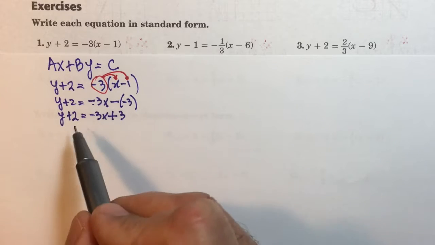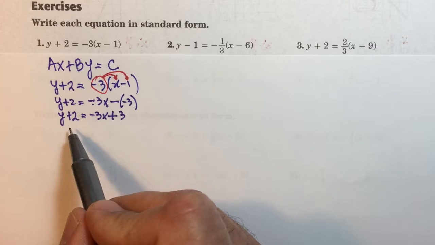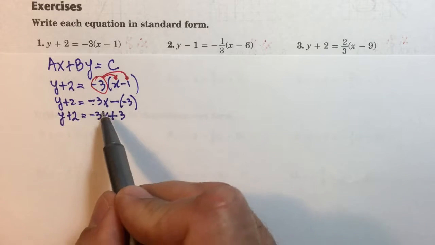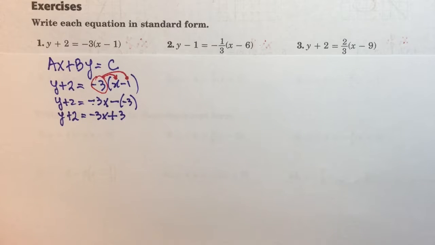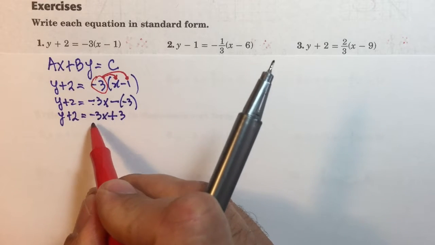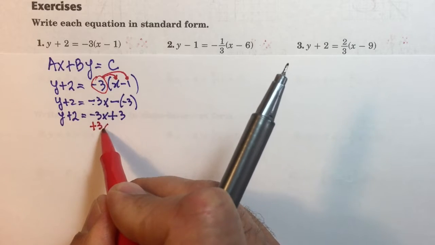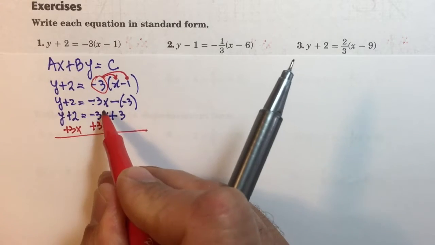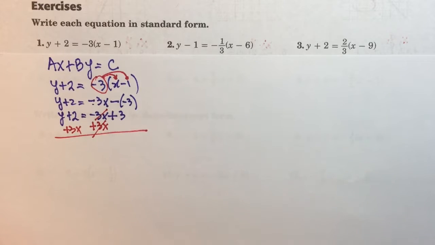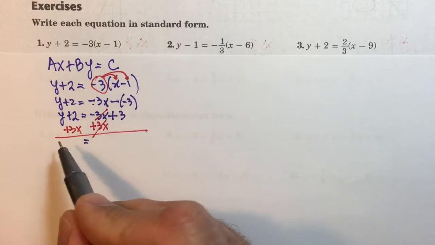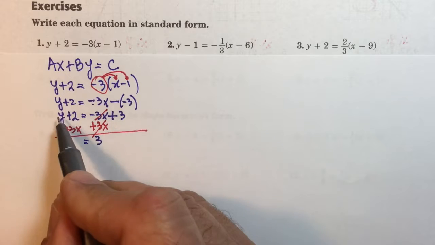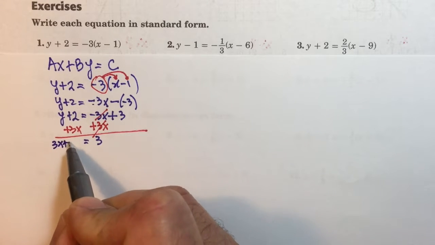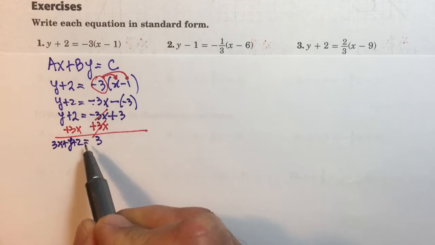Very good. Now, what do we do now? Standard form, I need to bring the y's and the x's to the left. So this is on the right, I need to bring it to the left. By doing what? Since this is negative, I'm going to add 3x to both sides. And the purpose is to eliminate this one and then have it on the other side. This is going to be 3. This is going to be y, so 3x plus y plus 2 equals 3.